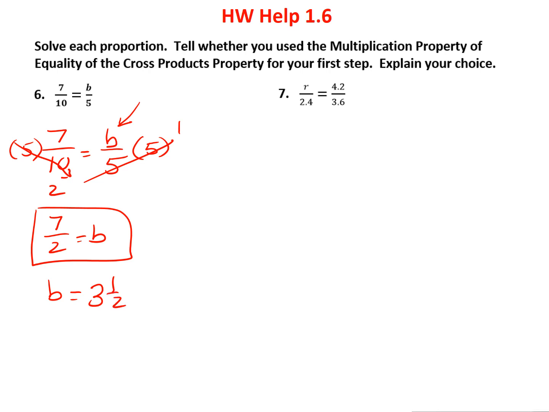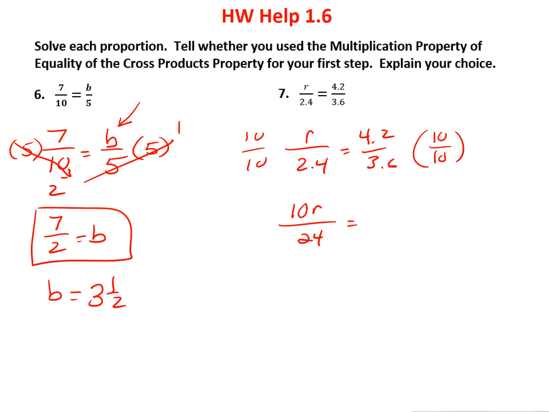Number 7 has decimals, but let's not panic. Write this as r over 2.4 equals 4.2 over 3.6. By the way, if you wanted to get rid of decimals here, you said, decimals just make me nervous. Well, let's multiply everything on this side by 10 over 10 and this side by 10 over 10. And notice when I do that, I get 10r over 24 equals 42 over 36. All my decimals just disappeared.